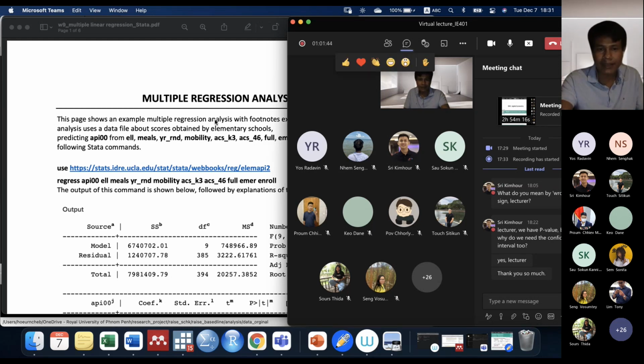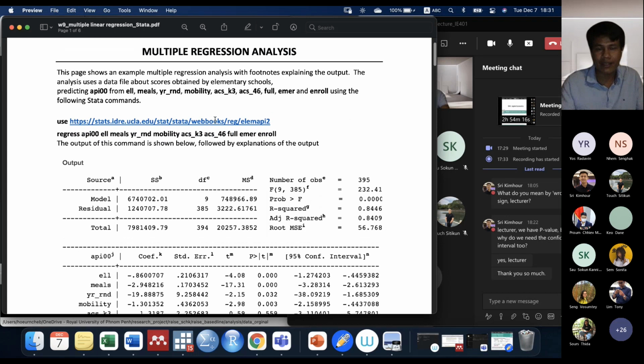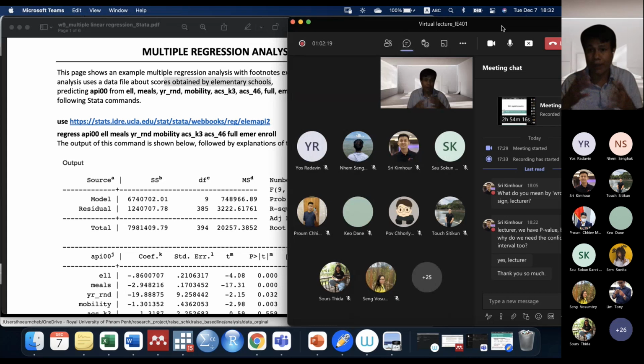All right. So guys, I'm going to start with this file. Today we're going to start with multiple linear regression analysis. So today we're going to start with an example of multiple regression analysis, with the footnote below explaining the output in detail. The analysis uses a data file about scores obtained by elementary schools. So our data here is school level, right? It is not person level, not household level, or whatever. It is only school level.